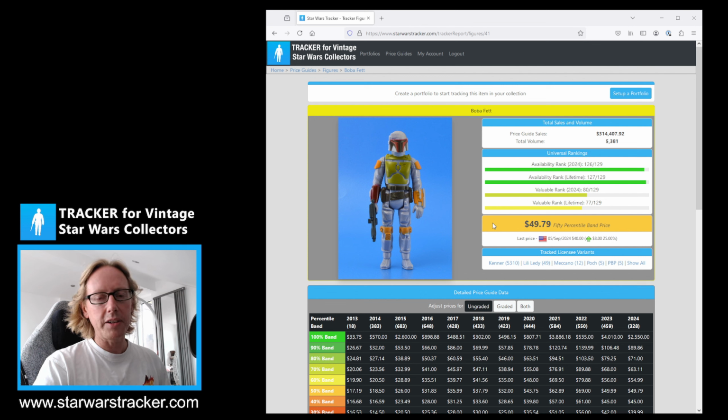So it's kind of a good ballpark number to assign to the value of Boba Fett in this case. And it's based on the 50 percentile band price, which I'll get into in just a second. Just below that, we've got more for fun than any real relevance. It just lists the last time that a price has been recorded for Boba Fett. In this case, it's just the 5th of September, which is just a few days ago.